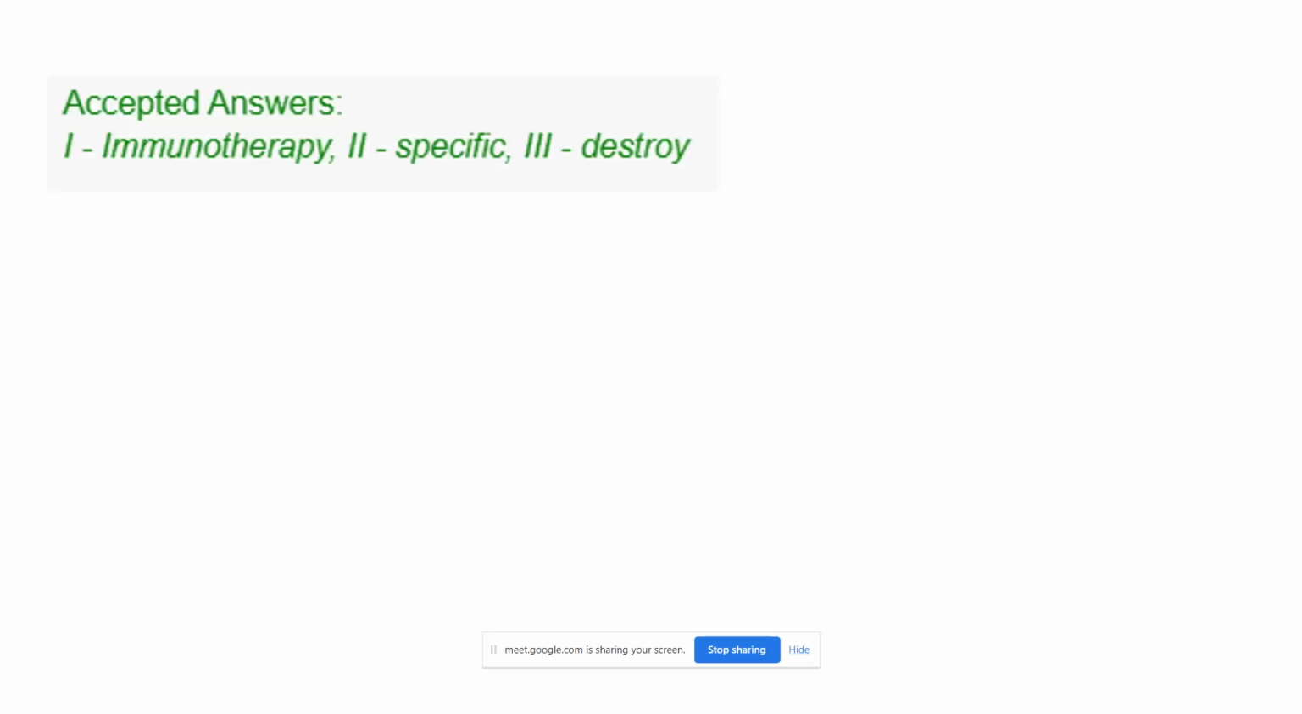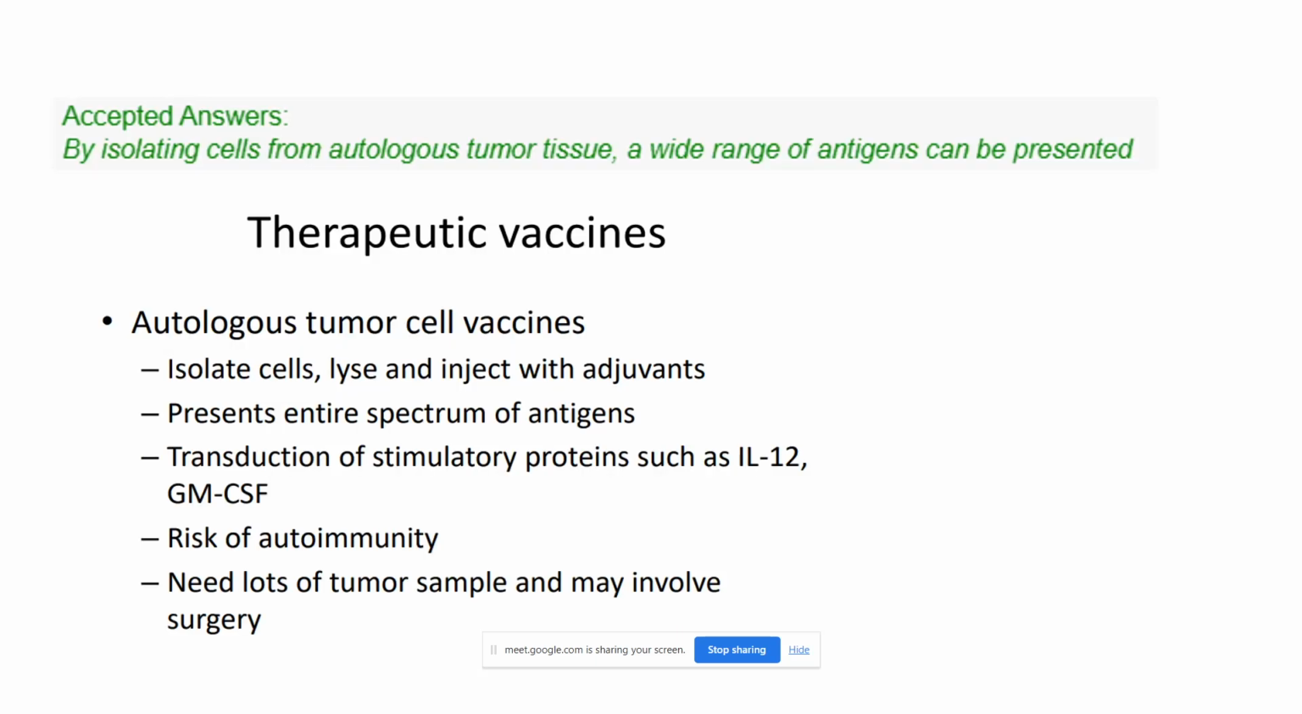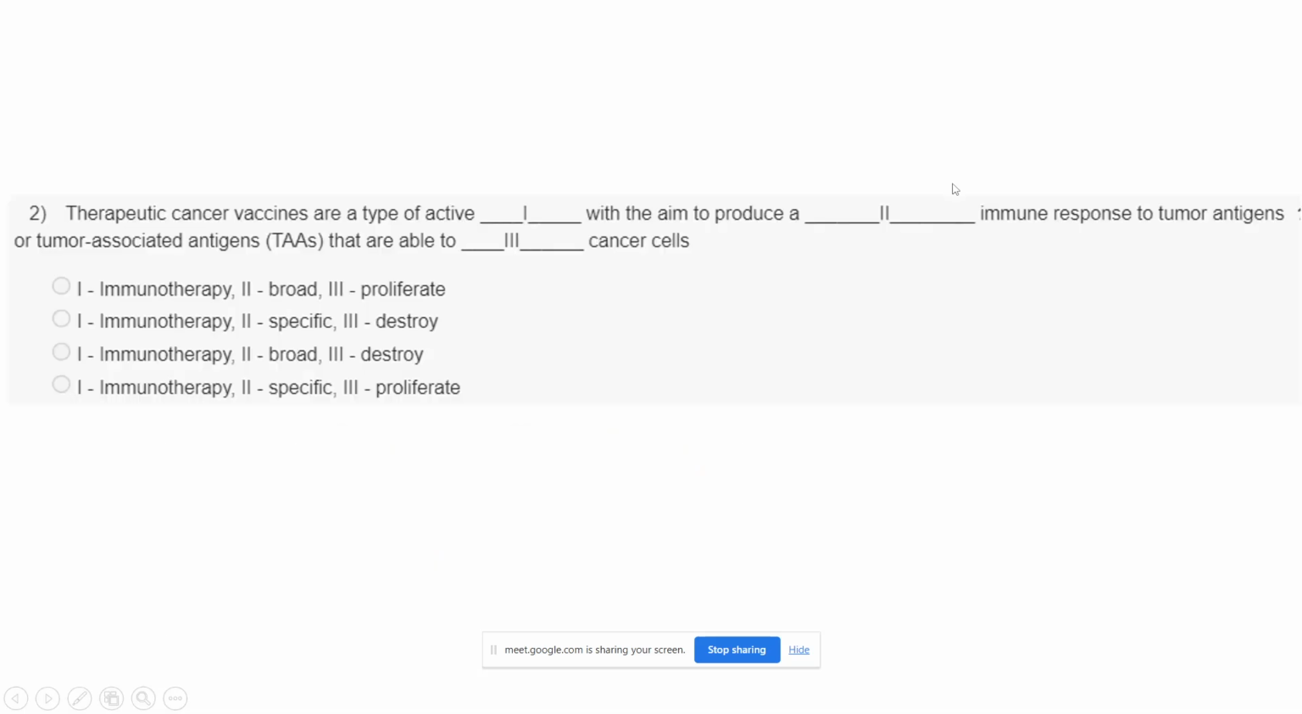Yes, the second option is correct. Immunotherapy, specific and destroy. Just now we discussed this in the previous question, right? Autologous tumor cell vaccines: by isolating cells from the autologous tumor tissue, a wide range of antigens can be presented. This makes it more specific to destroy the cancer cells, and this is a type of immunotherapy. So the second option, immunotherapy, specific and destroy, is the correct answer.